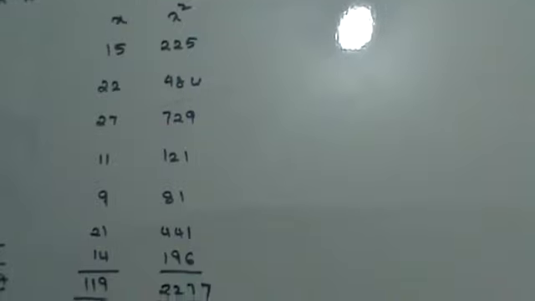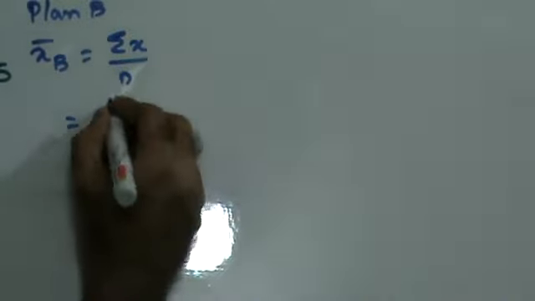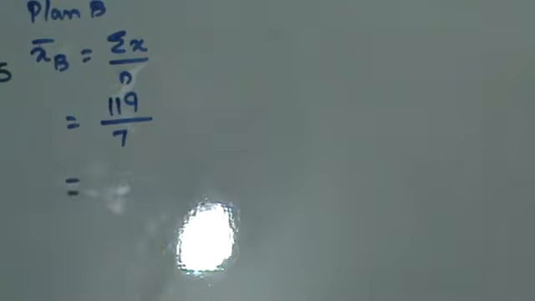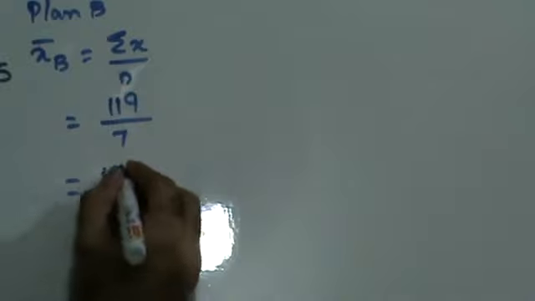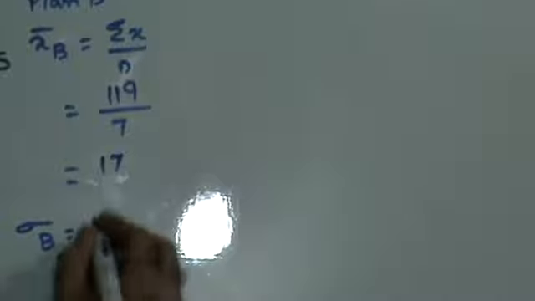Now, for plan B, first let's find out the mean. Mean is nothing but sigma x upon n for raw data. Sigma x is 119 divided by 7. 119 divided by 7 is going to give you 17. Then find out the standard deviation for plan B.